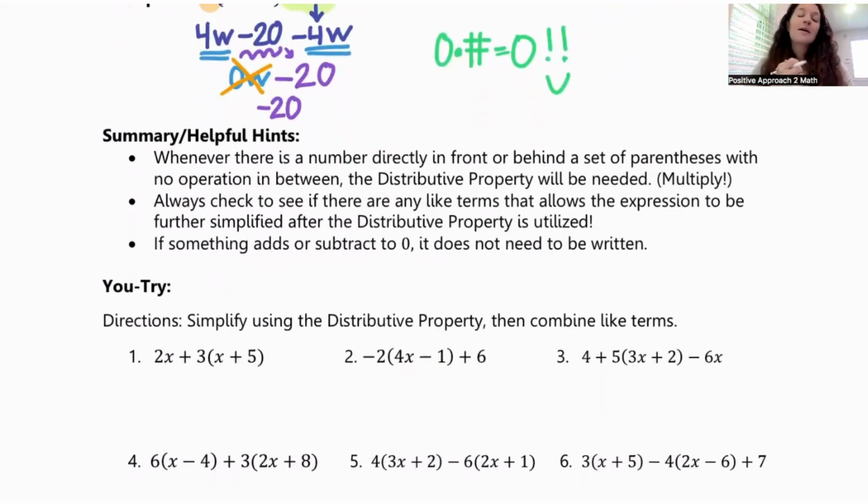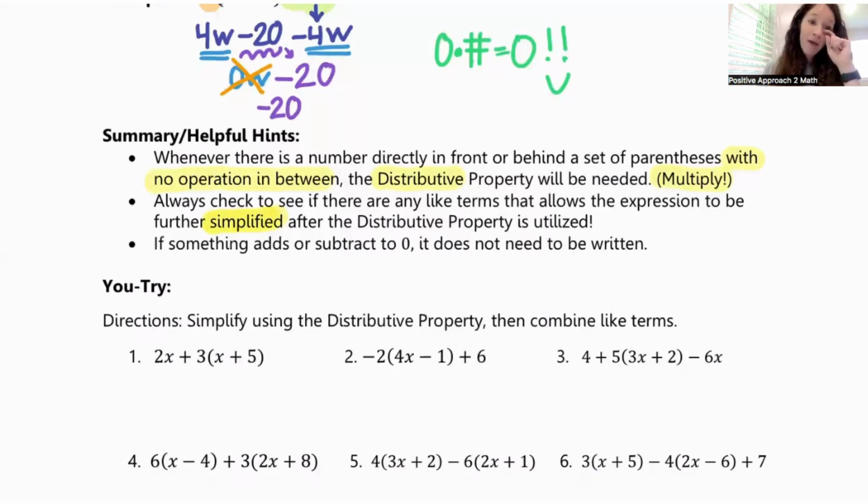All right, some helpful hints as we wrap up here. Whenever there is a number directly in front or behind a set of parentheses with no operation in between, that's important. The distributive property will be needed. And you know, when we say distribute, we mean we multiply. Okay? After you distribute, always check to see if there are any like terms that will allow us to further simplify. Remember, when you see that word simplify, it's telling you distribute, combine like terms.